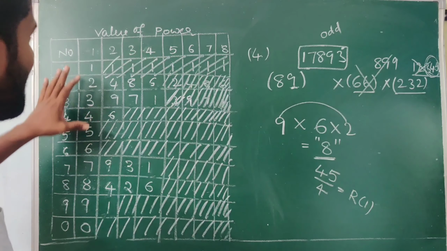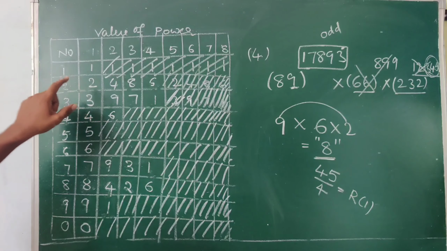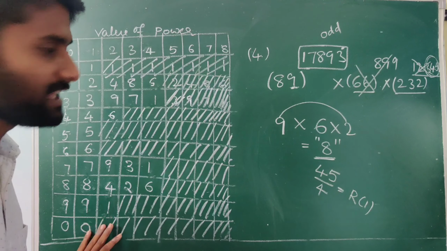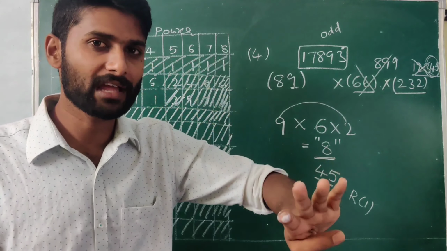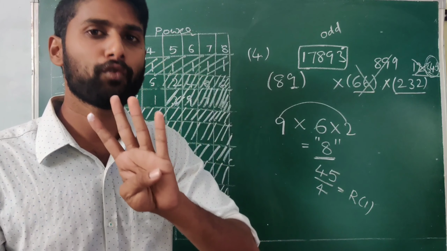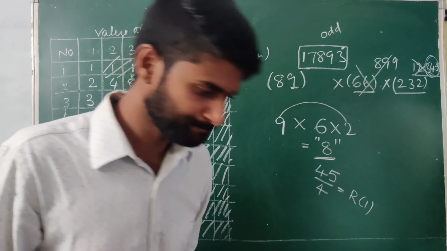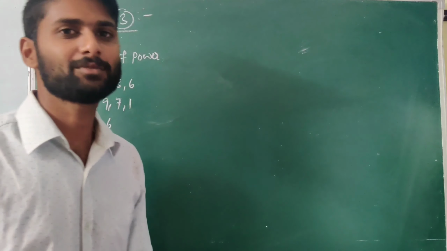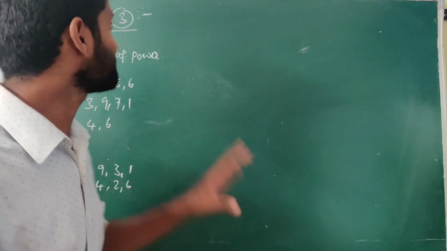See the entire values of power and check how many repeated values there are. If it is a 4 repeated value, we go with the divisible by 4 rule for the power value. Clear? Next, the third model for finding the units place.